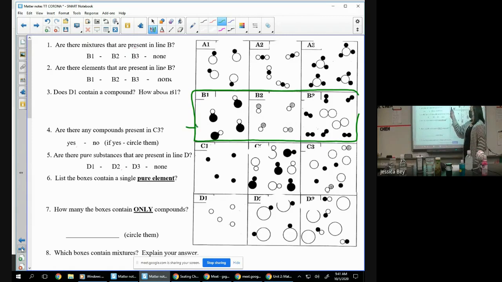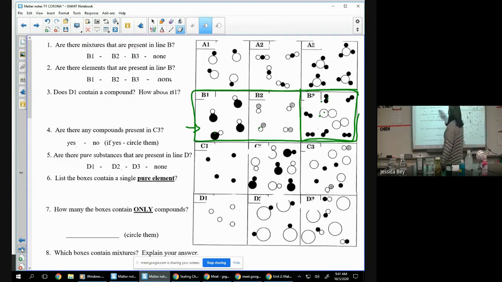So is there more than one type of matter in A? They're together, so it's no mixing. These are compounds. These are compounds. But in B3, I have two different types of matter that are not chemically combined. So therefore, that one is a mixture. Okay? So there's a difference between touching and not touching, showing if you combined or not.